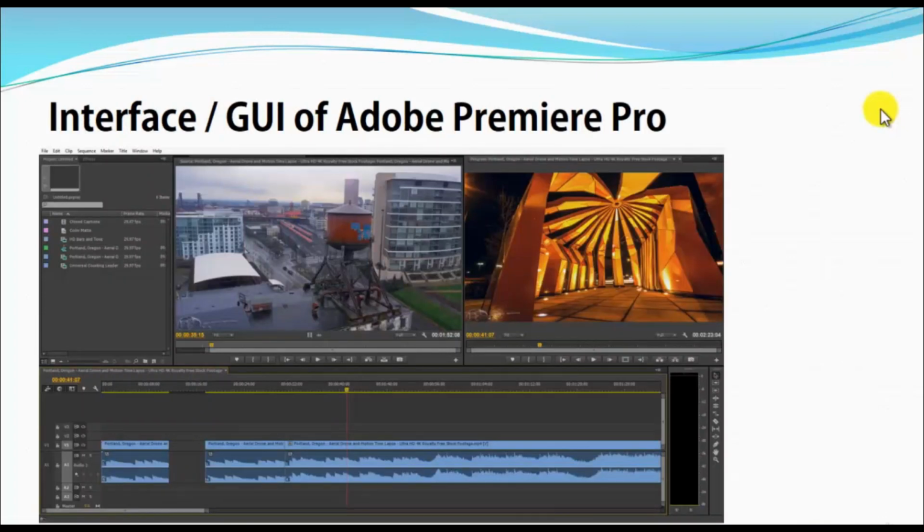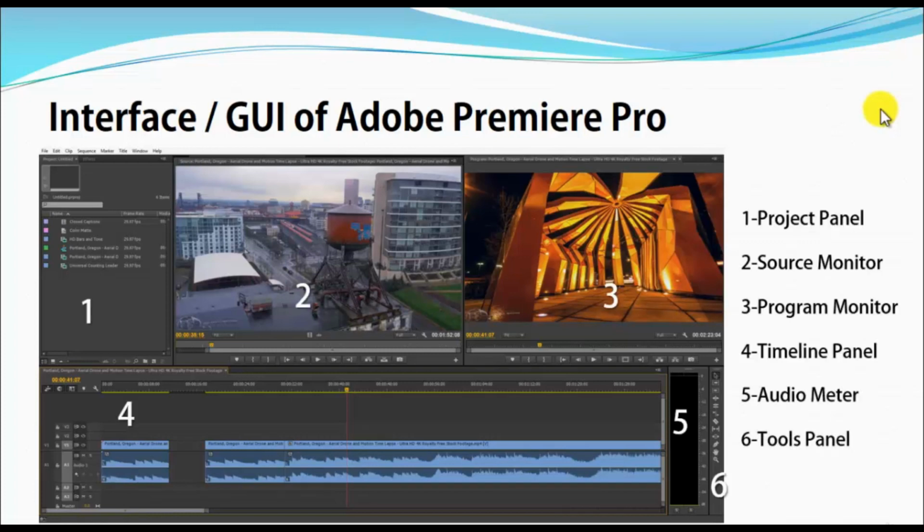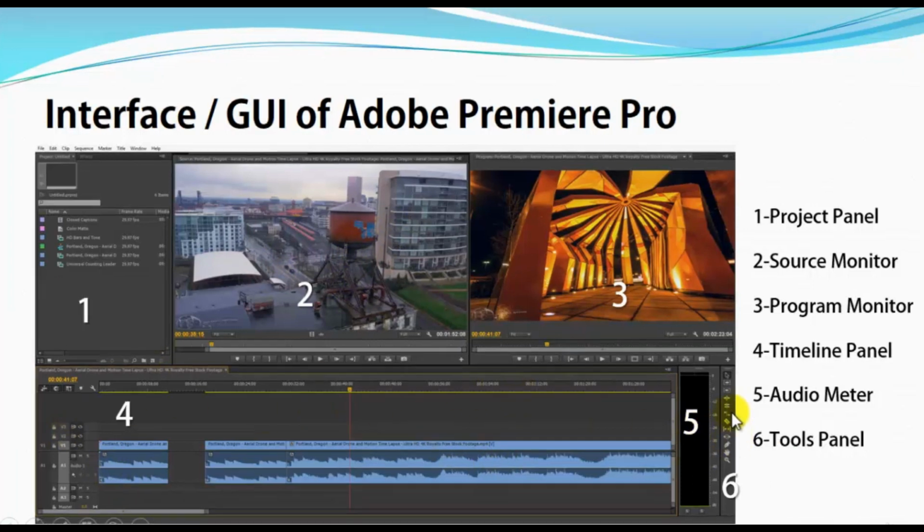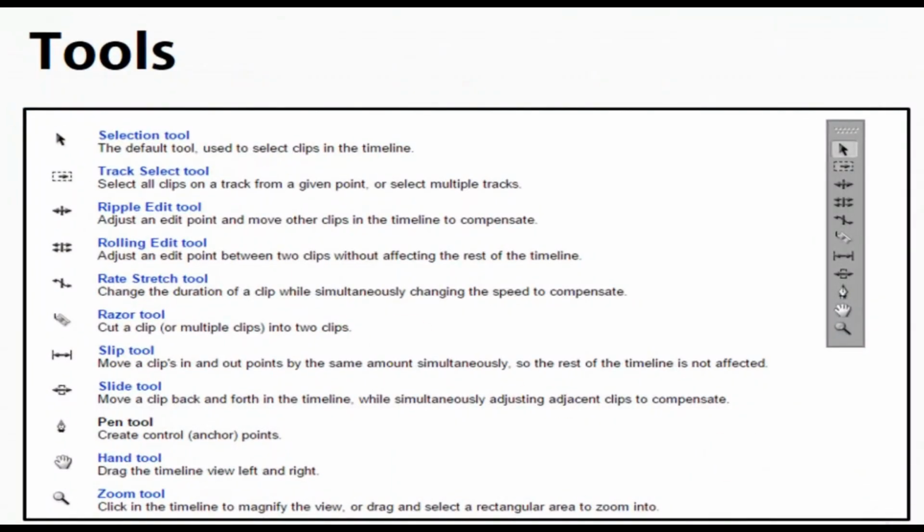This is the interface, or the graphic user interface, of Adobe Premiere Pro. First one is the project panel. This one is the source monitor. This one is the program monitor. This is the timeline panel. This is our audio meter, and this is our tools panel.